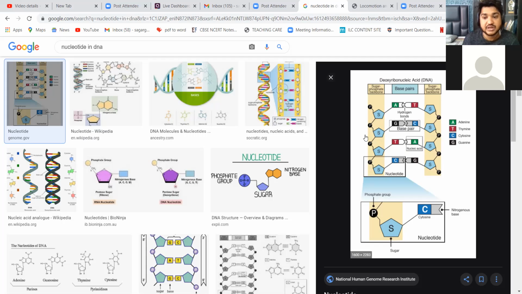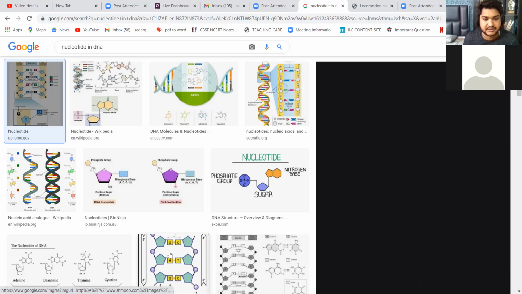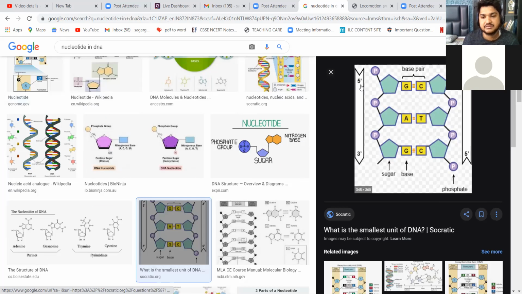Okay, so I'm going to show you like this. Can you see here? This is carbon number 5, and this is showing C6H12O6. Oh, sugar.